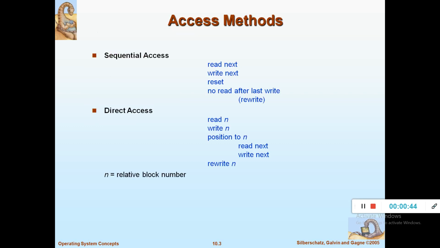There are two methods we are using to access the files. One is sequential access, another one is direct access. Sequential means we are going to access the information of the content of the file one by one, in a sequential manner. For that we execute the instructions read next and write next, and to reset the position we use reset, and no read after the last write or rewrite.